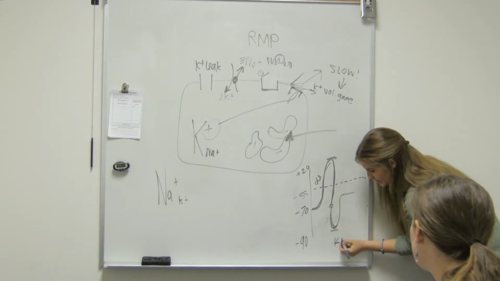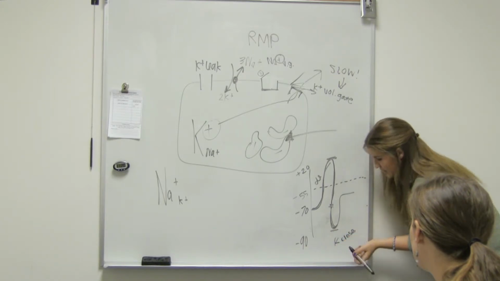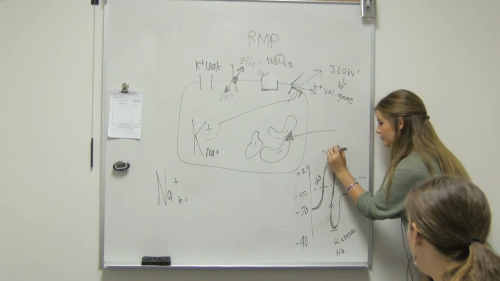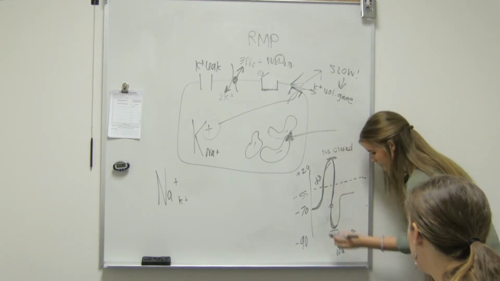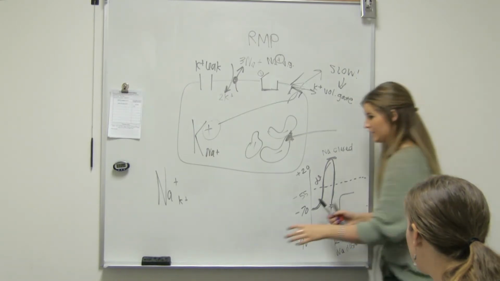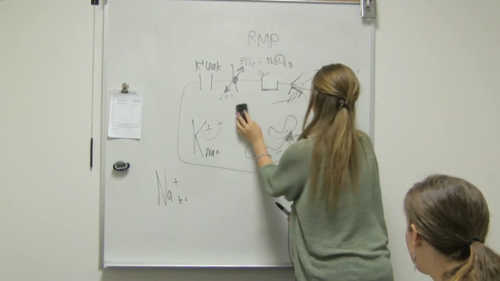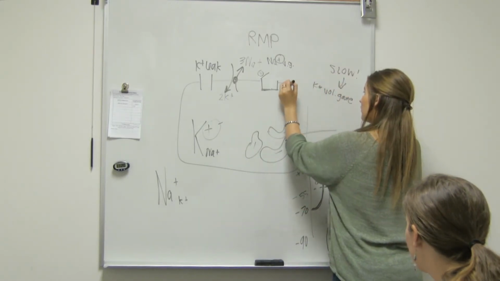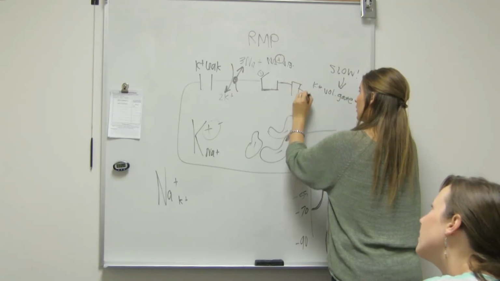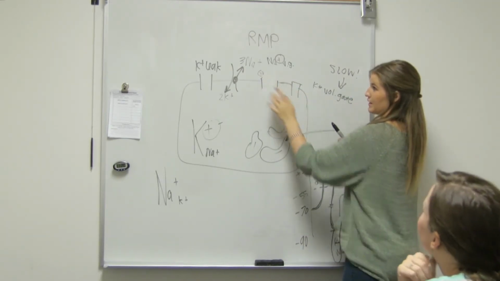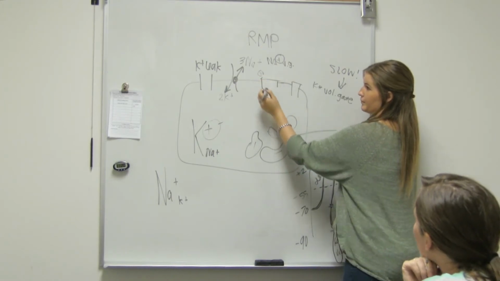Here's where the K gates officially close. And then the NA gate is already closed up here. So it's still closed. So now everything's closed. Our gate's closed. This is going to go back to what it was to begin with, which is just this one shut, this one open.